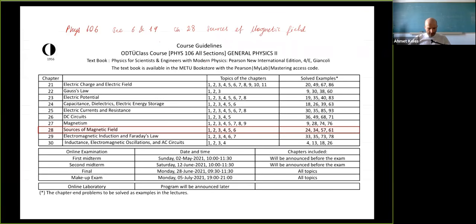So this week, I'm going to start talking about chapter 28, sources of magnetic field. Last week, we introduced magnetism, and we emphasized some similarities between magnetism and electricity, like, for example, field lines or dipoles. This week, we are going to be a little bit more technical and quantitative about that, and we are going to show that the similarity is actually very nice and very, very precise.